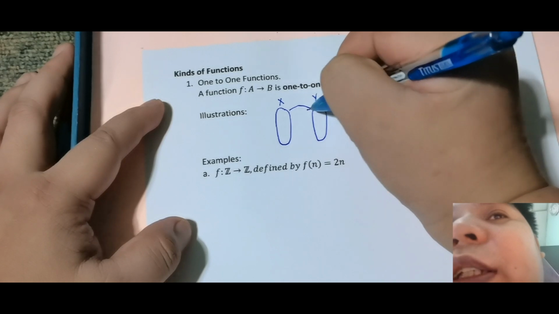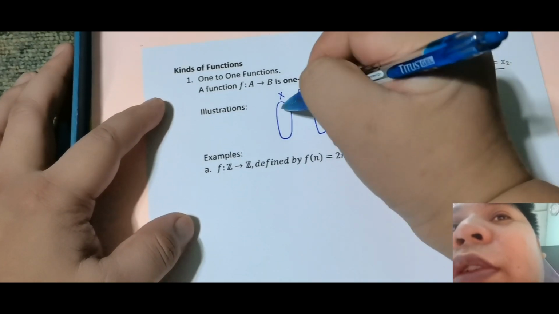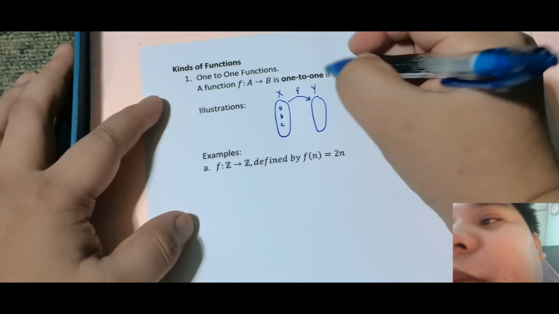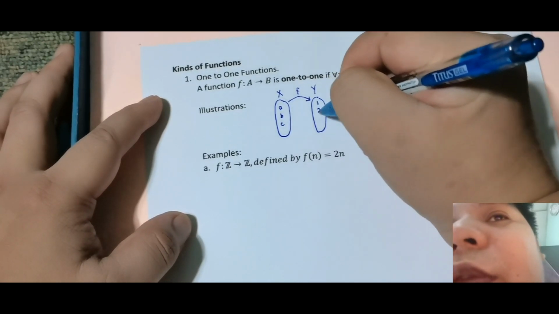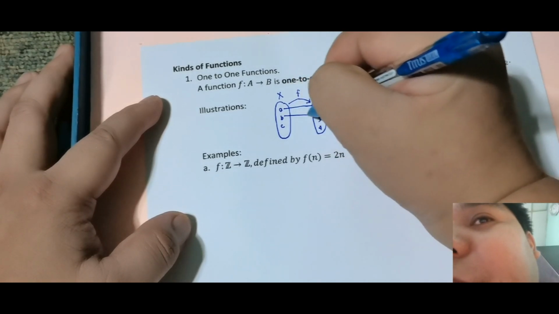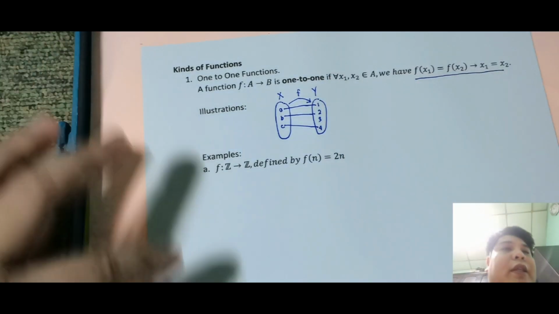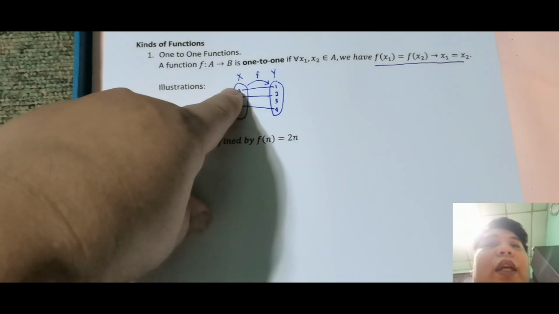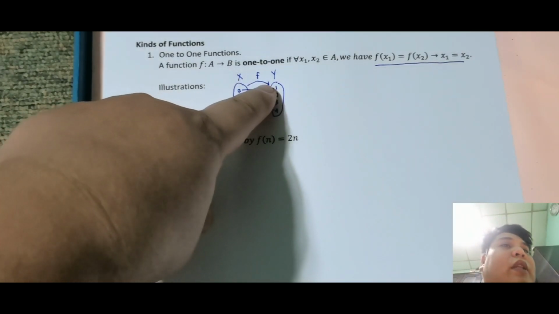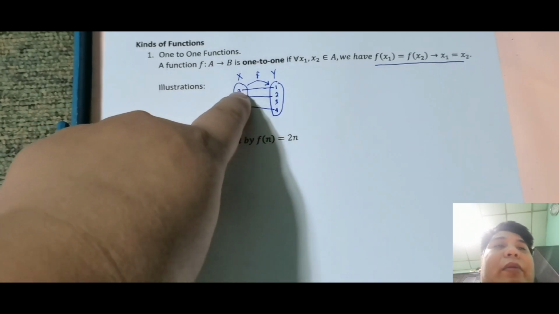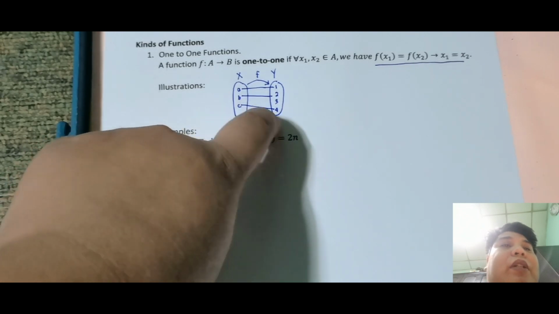This is a function f from X to Y. This is A, B, C. This is, kunyari, 1, 2, 3, 4. Consider natin ganyan yung mapping. Note na siya ay one-to-one function. Bakit? Check mo, f of A is equal to 1, tama? f of B is equal to 2, f of C is equal to 4.